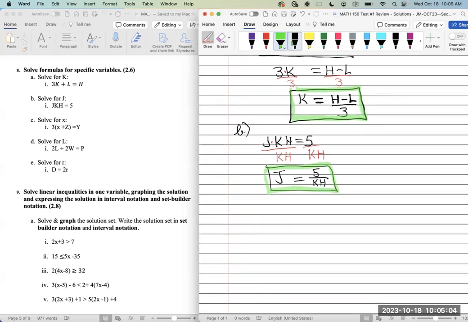Solve for X. Three times the quantity X plus Z equals Y. Notice in algebra, capital letters and lowercase letters are not the same. Distributive property works.